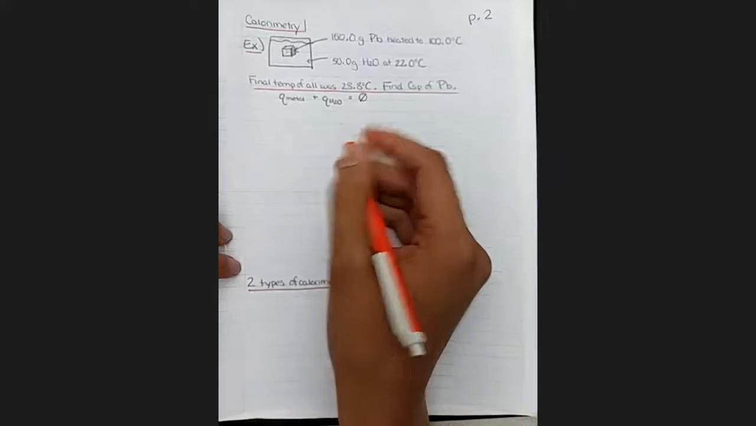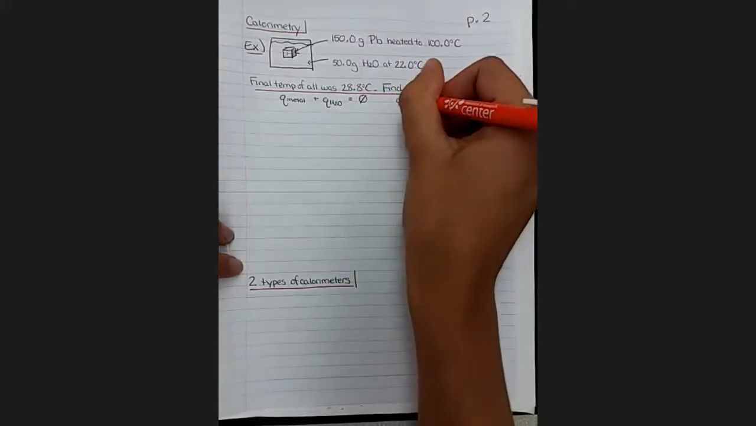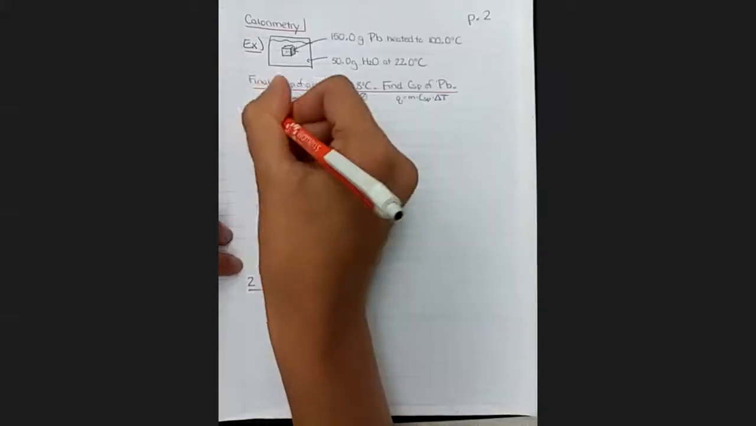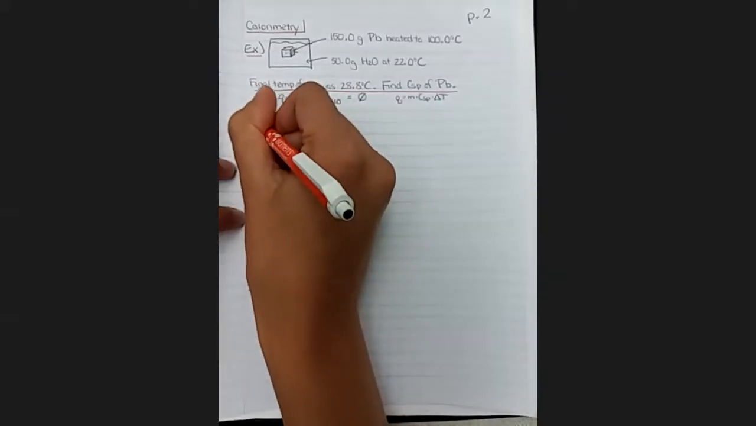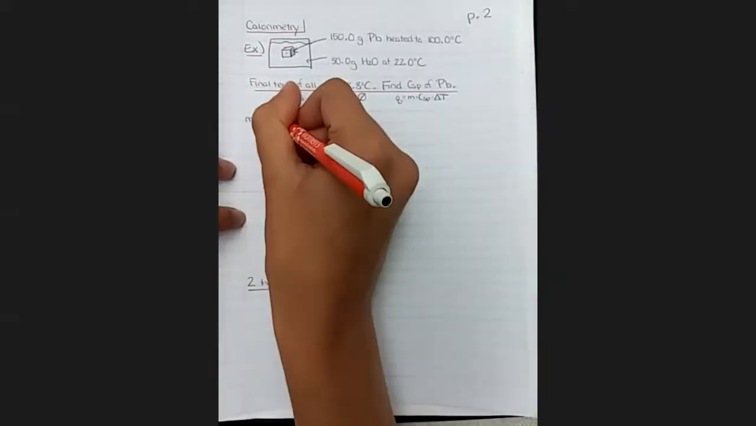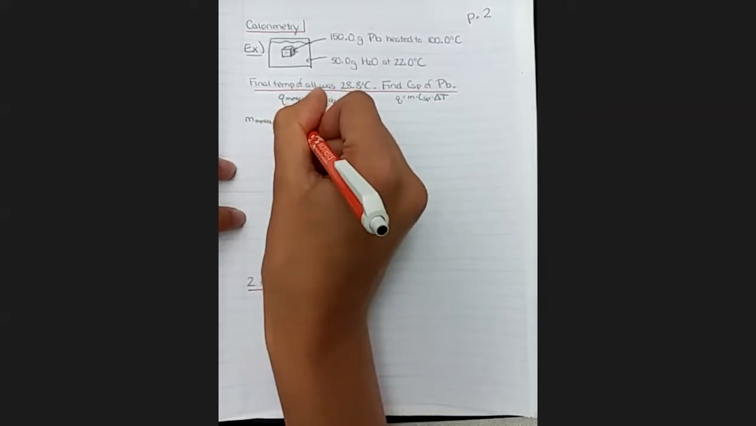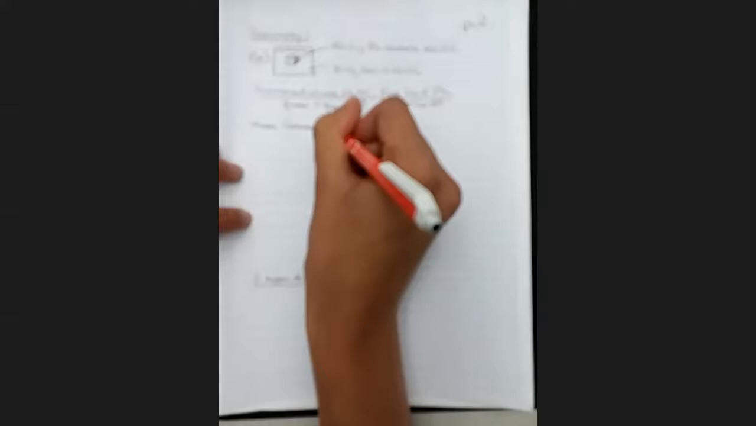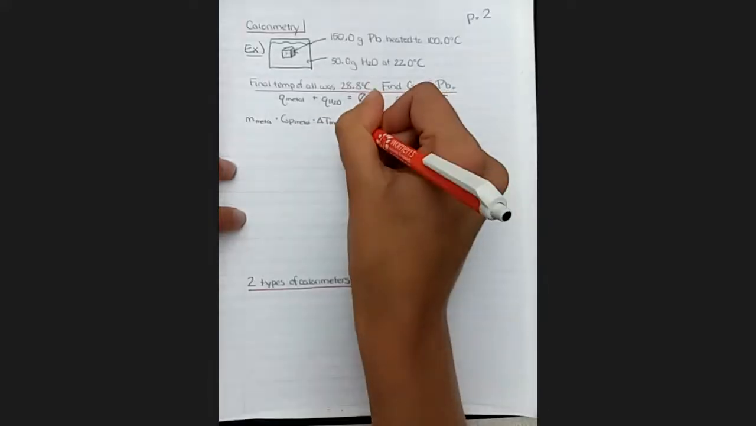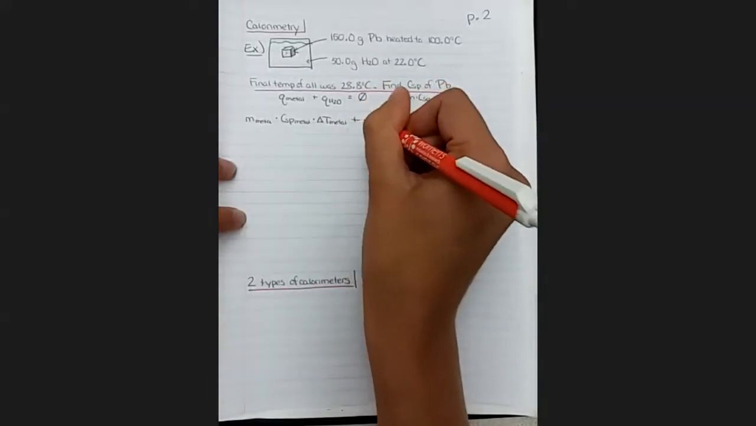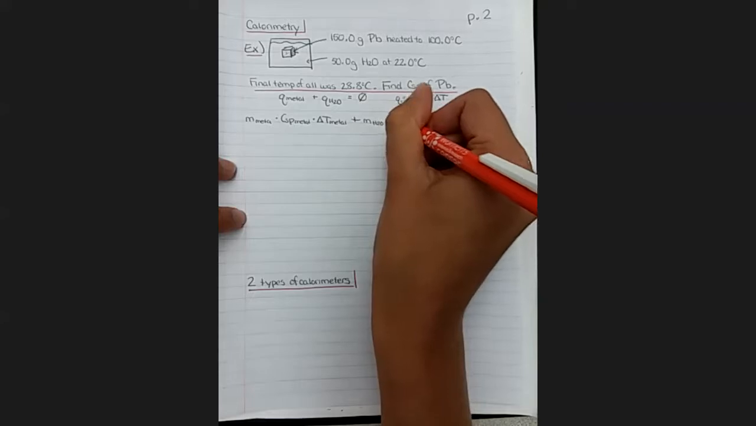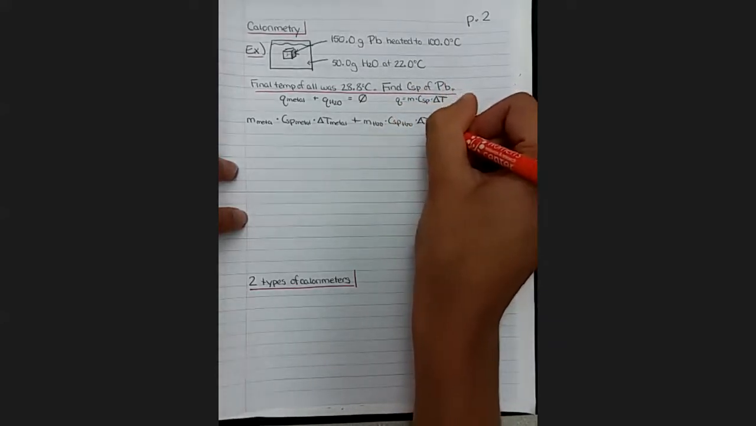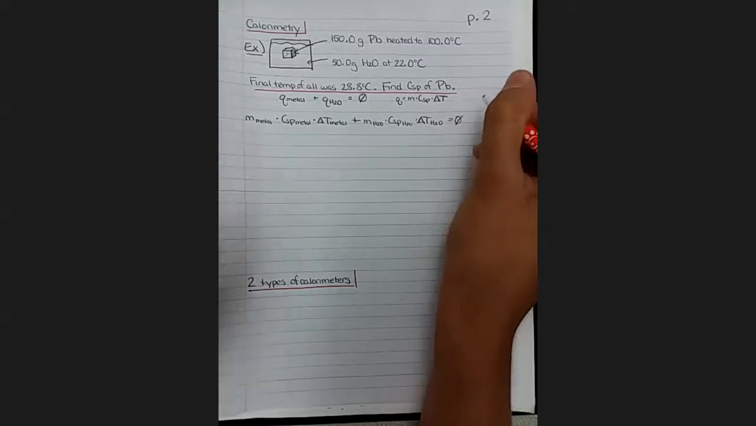And we can use a Q equals mcΔT piece for each of those Qs. So we'll have m of the metal, Cs of the metal, and temperature change of the metal, plus mass of the water, Cs of the water, and ΔT of the water. And the sum of those should equal 0.